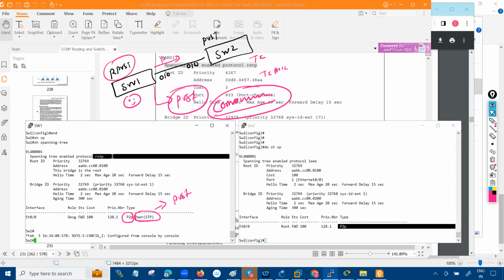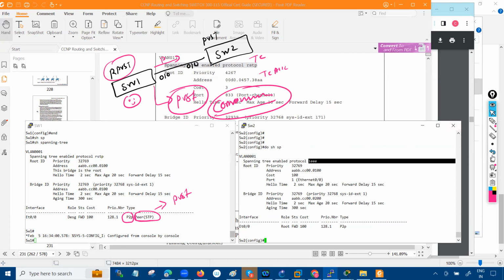Okay, so we have RSTP on the switch 1 side, and the switch 2 side is the PVST protocol. So how can you identify based on the PRSTP? If the PRSTP output is saying that, it means your neighbor is running the PVST protocol or an older protocol.